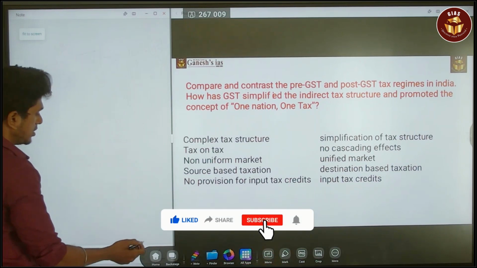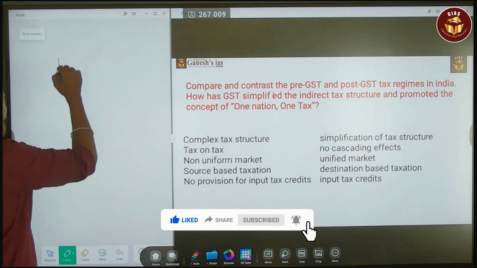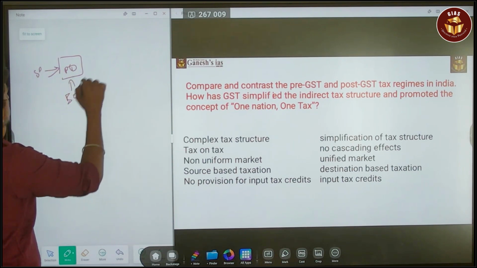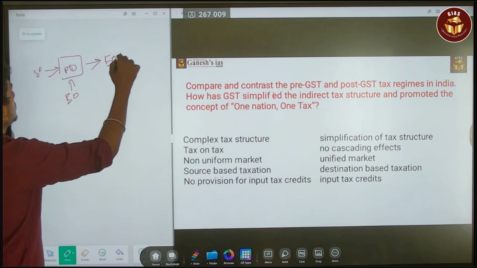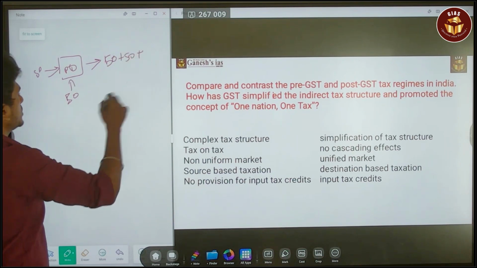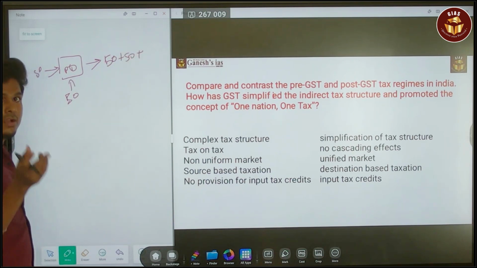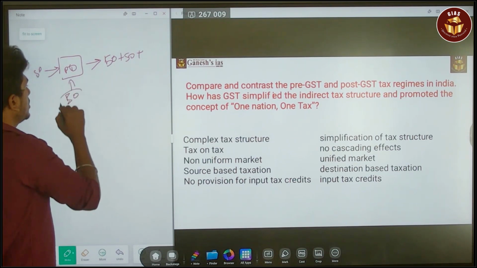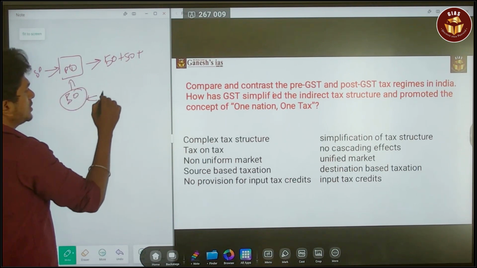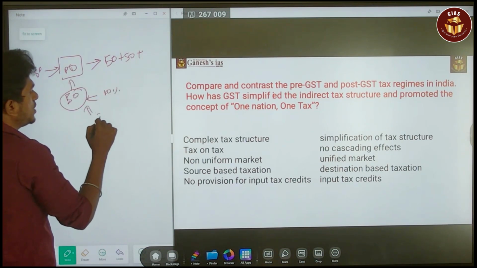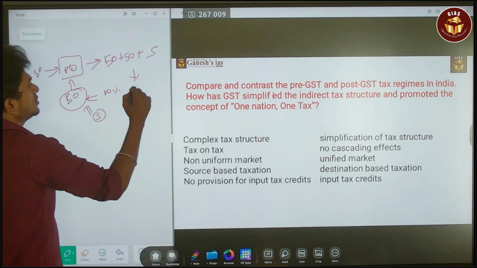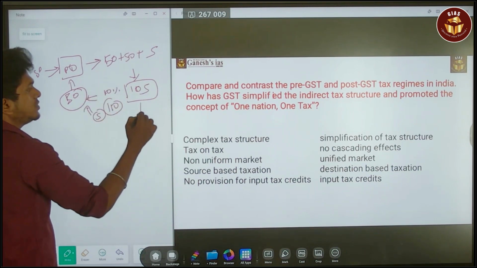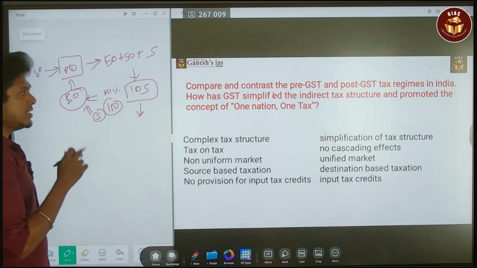But after GST, what happened is, the same producer 1: raw material for 50, value addition for 50. So 50 plus 50, and the tax is 10%. The tax of 10% is only on the value addition, not on the product bought by the producer. So the value addition is 50, and the tax at 10% is 5 rupees. So here it is 105. There it was 110, here it is 105. So this is the thing that happened first.